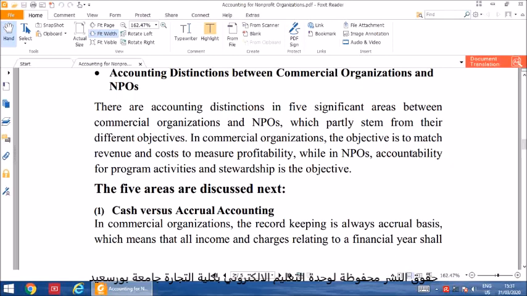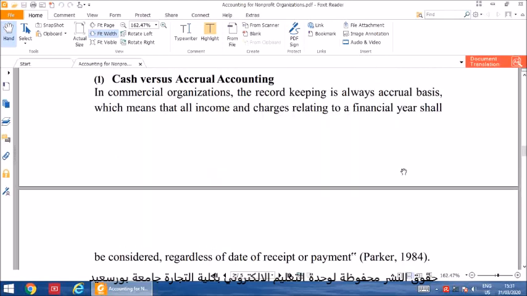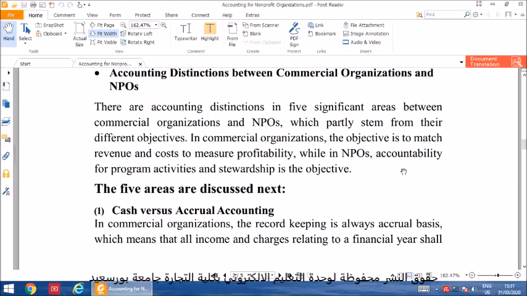We did mention this accountability, the meaning of accountability, in third year in governmental accounting. The 5 areas are discussed next.